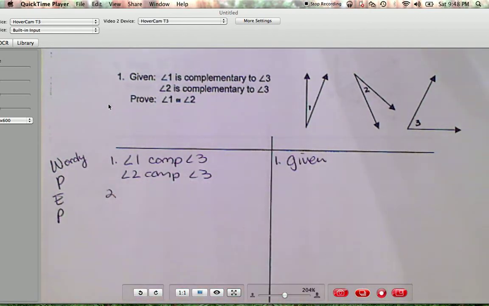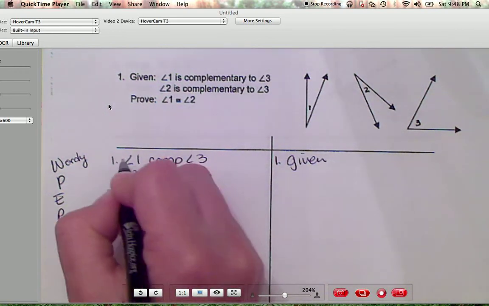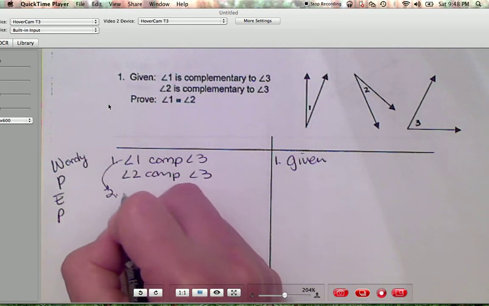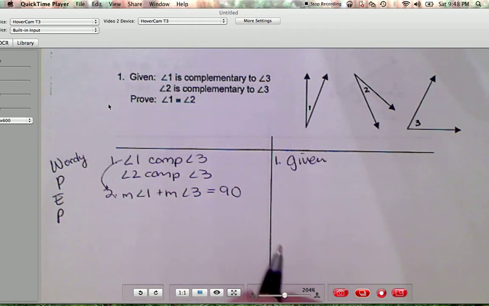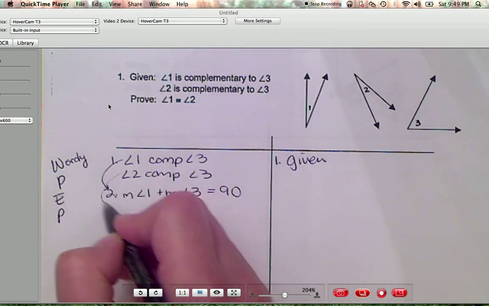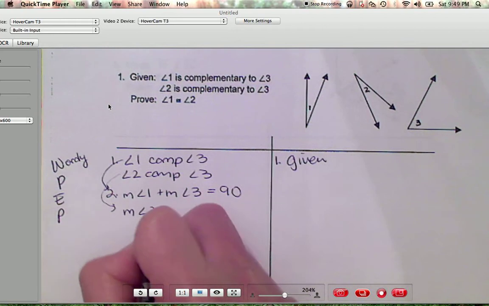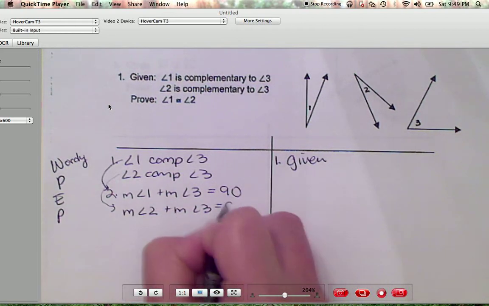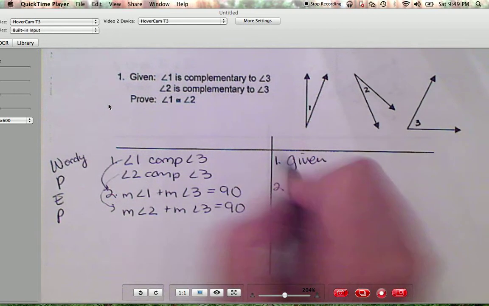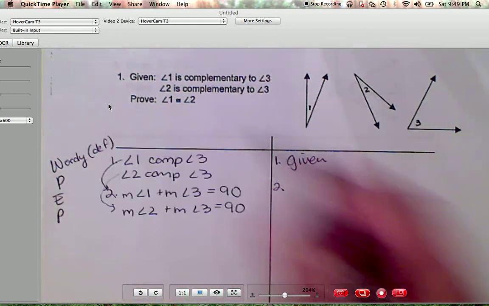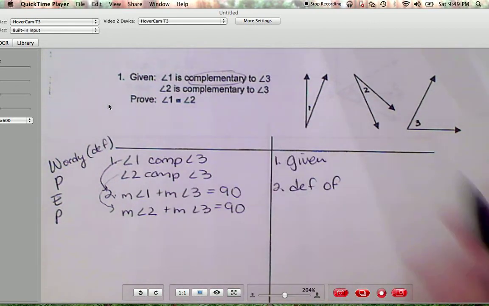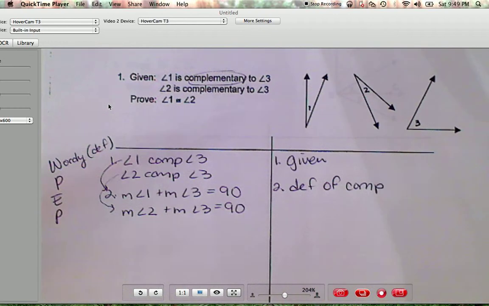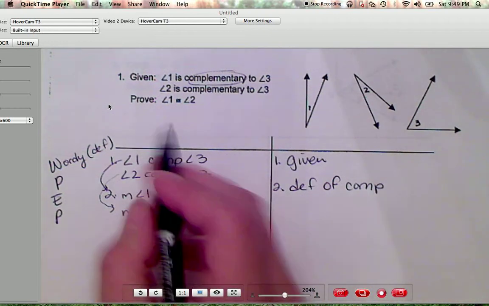Now these each have their own wordy statement, so we know that complementary means they add up to 90. So when we undo this first wordy statement, we could say the measure of angle 1 plus the measure of angle 3 equals 90. And in the same step, we can convert this guy. The measure of angle 2 plus the measure of angle 3 equals 90. So that's a wordy statement, which remember wordy statements are almost always definitions. That's definition of, and just look for the word complementary. Definition of comp if you want. Okay, so that's wordy statements.